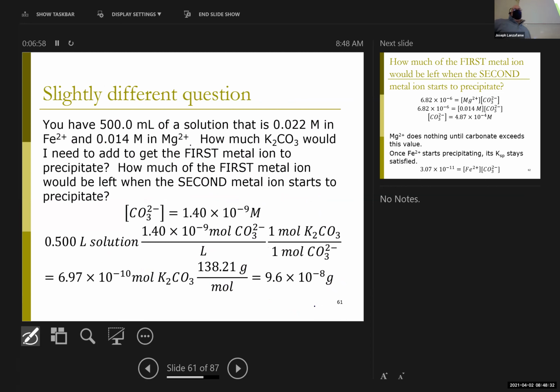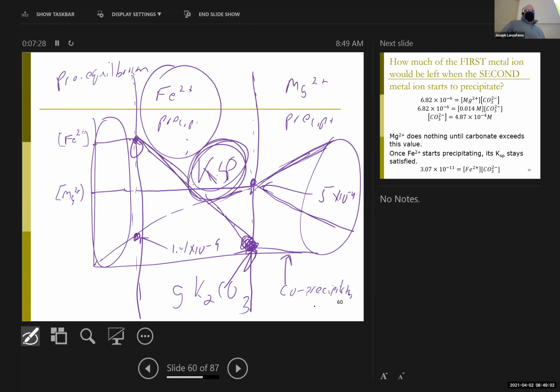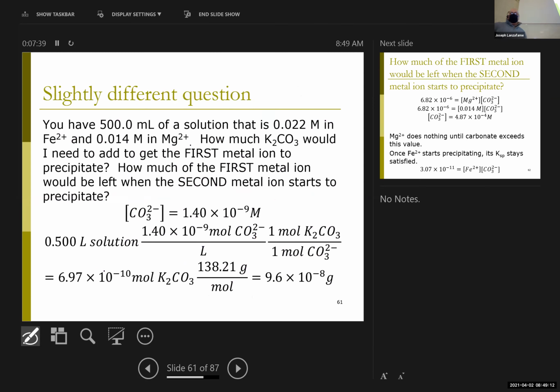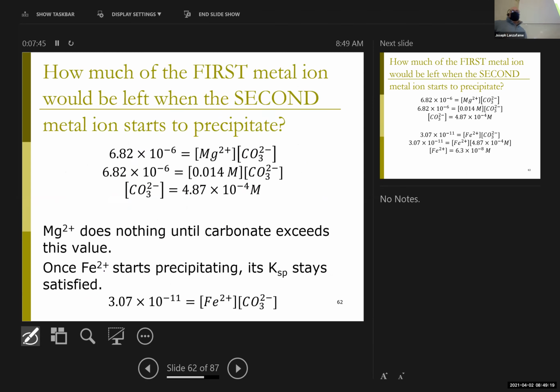right? And so, you know, again, since I'm adding a solid in terms of grams, right, nothing happens until I get to 1.4 times 10 to the minus 9 molar, right, which corresponds to 9.6 times 10 to the minus 8 grams, right, given the total volume of the solution and the molar mass of the potassium carbonate, right? And so that's really the mass at this point, right? That defines the beginning of the window, right? The second calculation defines the end of that window, right?